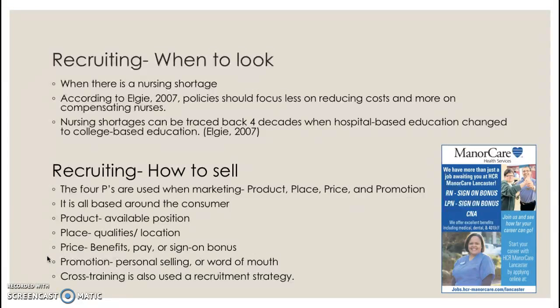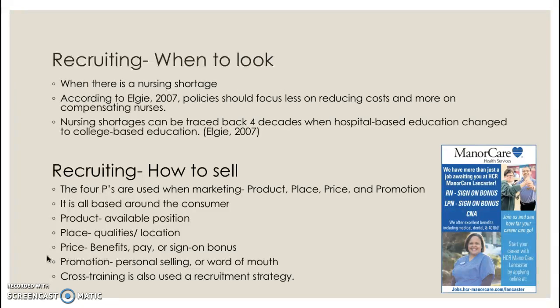When to look. So basically when there's a nursing shortage, which is pretty much always. Here's another article I found from 2007 saying policy should focus less on reducing costs and more on compensating nurses. So look more at keeping those nurses and getting those nurses so that you have a better foundation. And then nursing shortages can be traced back 4 decades when hospital-based education changed to college-based education. So basically this nursing shortage has been going on for a long time. So how do we get these nurses and keep these nurses?